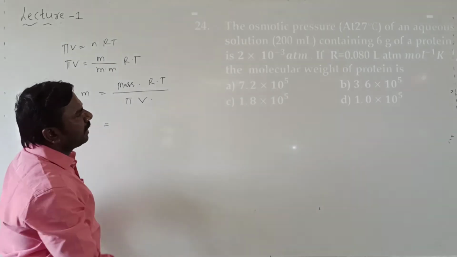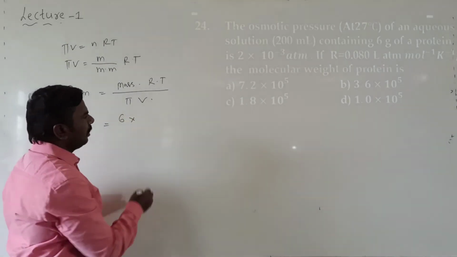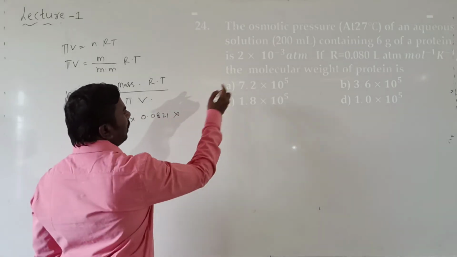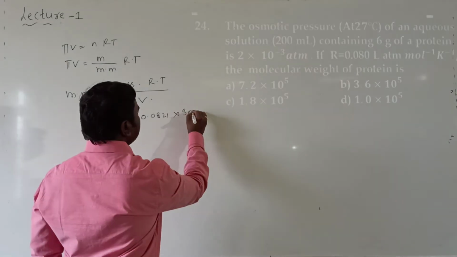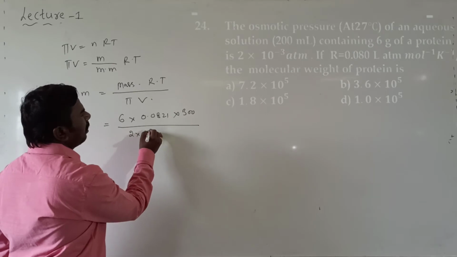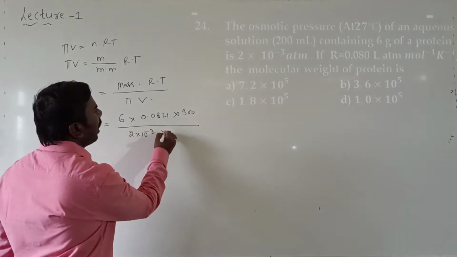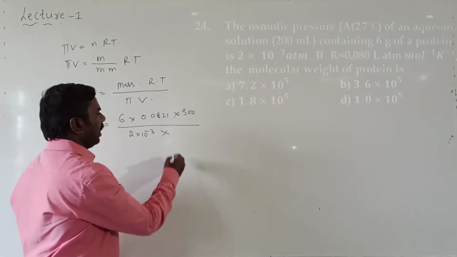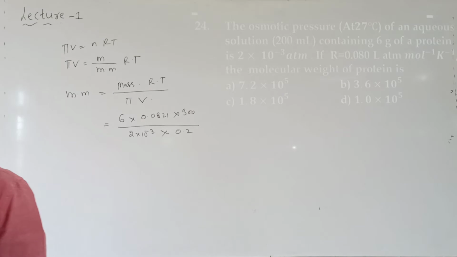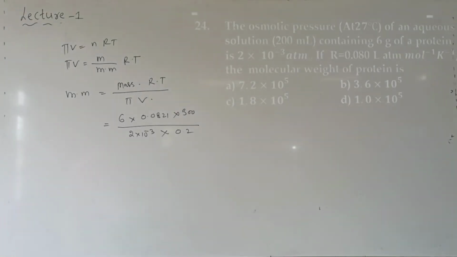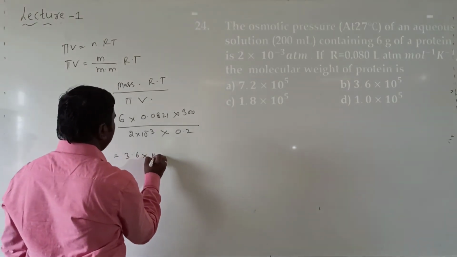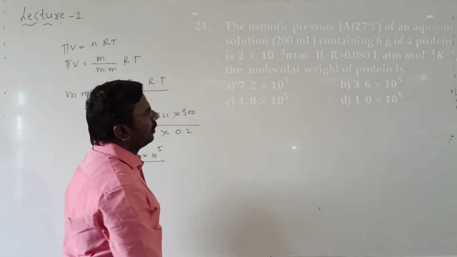Mass given is 6 grams into R, 0.0821. Temperature given is 27 degrees Celsius, that is 300 kelvins, by pi value. Osmotic pressure is 2 into 10 to the power of minus 3 atmospheres, and volume 200 mLs. I would like to consider it in liters. On solving, you get the answer for this question. So the answer will be 3.6 into 10 to the power of 5.